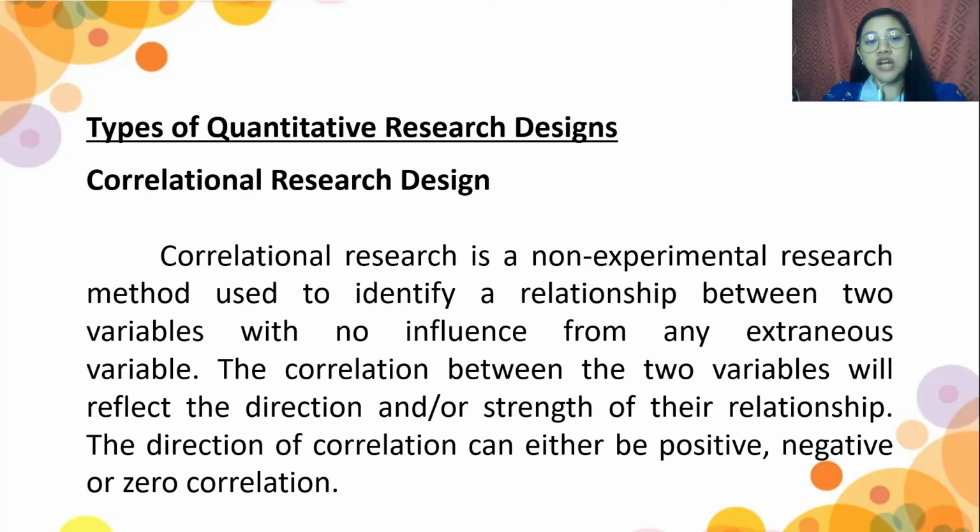The direction of correlation can either be positive, negative, or zero correlation. So what is the meaning of positive, negative, and zero correlation? Positive correlation denotes that both variables change in the same direction. And a negative correlation denotes that the variables change in opposite directions. A zero correlation denotes that there is no relationship between the variables being studied.